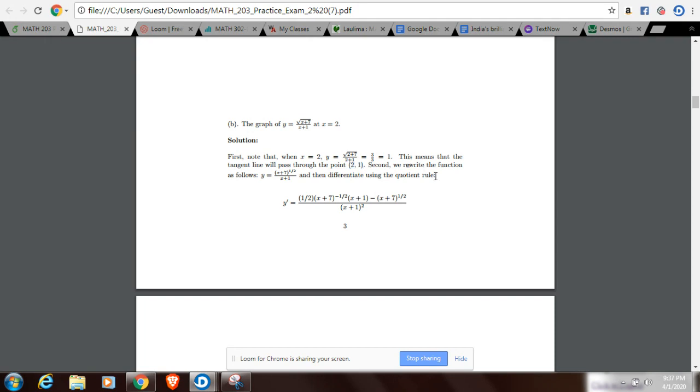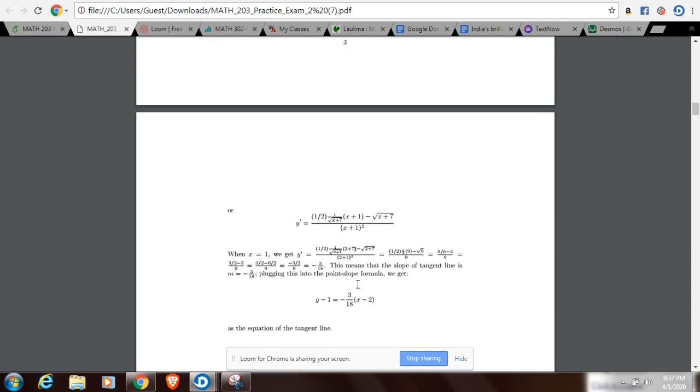Now, to find the equation of the tangent line, we have a point, we just need a slope. So to get the slope, we differentiate the function. We first rewrite the numerator: instead of square root, we write it as the 1/2 power, so we can differentiate using the power rule. The derivative of (x plus 7) to the 1/2 is 1/2 (x plus 7) to the negative 1/2, times x plus 1, that's the denominator. So this is the derivative of the numerator times the denominator, minus the numerator times the derivative of the denominator, which is just 1. The derivative of x is 1, the derivative of 1 is 0, 1 plus 0 is 1. And of course, we divide by the denominator squared.